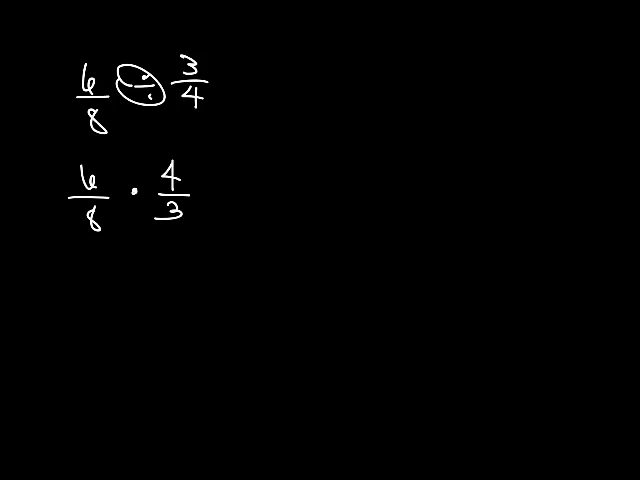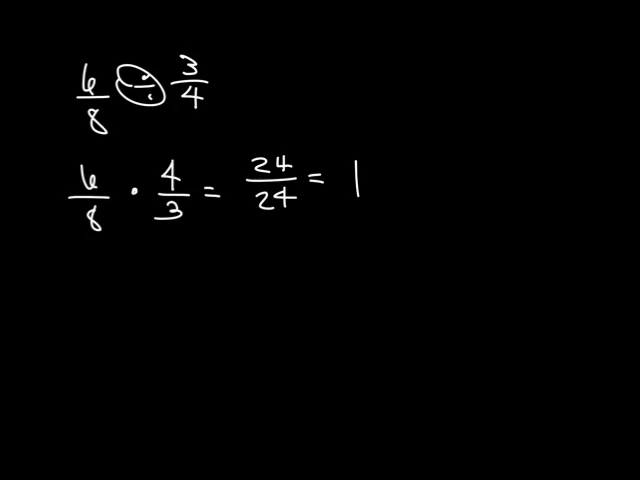Okay, let's see here. 79 to 88. If we have a number like 6 over 8 and it's being divided by 3/4, we just take that, turn it into a multiplication sign, and turn the second fraction upside down and multiply. 24 over 24, any number over itself is 1.